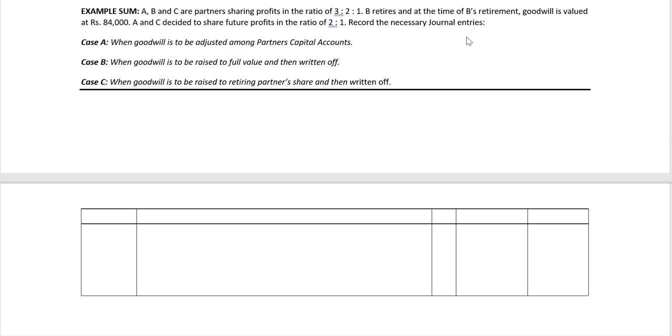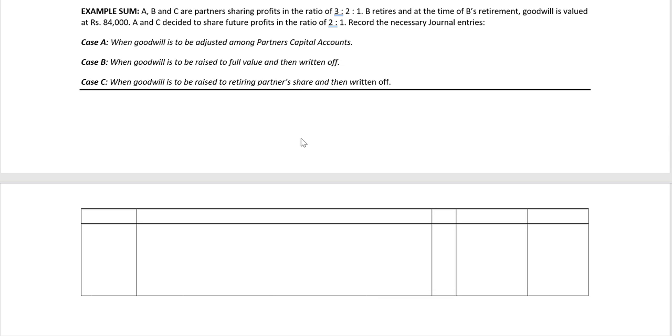Three cases are given. Case A, when goodwill is to be adjusted among the partners' capital accounts. Case B, when goodwill is to be raised to full value and then written off. And case C, when goodwill is to be raised to retiring partner's share and then written off.